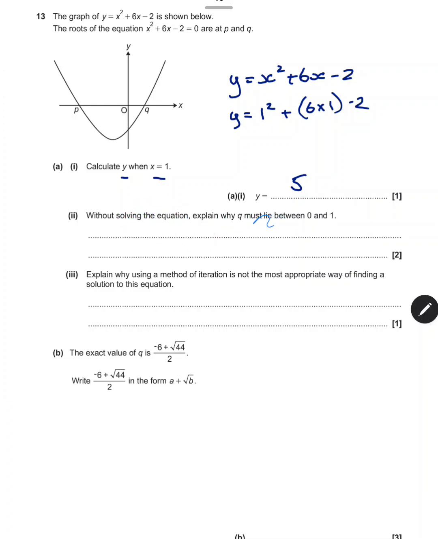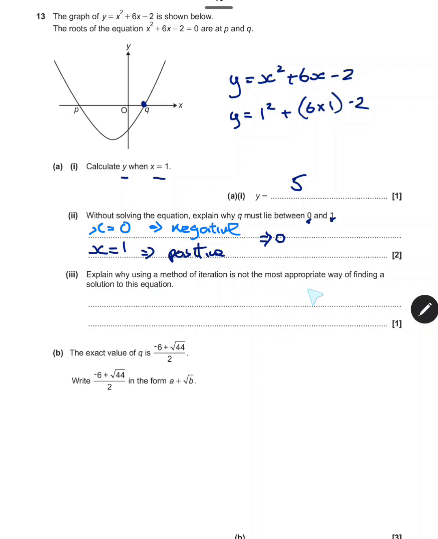Part 2 says, without solving the equation, why must Q, this part, be between 0 and 1? Well, if you put x equals 0 into this equation, you get 0 squared plus 6 noughts, take 2, what you'll get is a negative answer. When you put x equals 1 into this equation, what we've just done, you get a positive answer. This actual point Q is where you want 0 as an answer. So 0 lies between negative and positive, so the solution to the actual equation must be between 0 and 1.